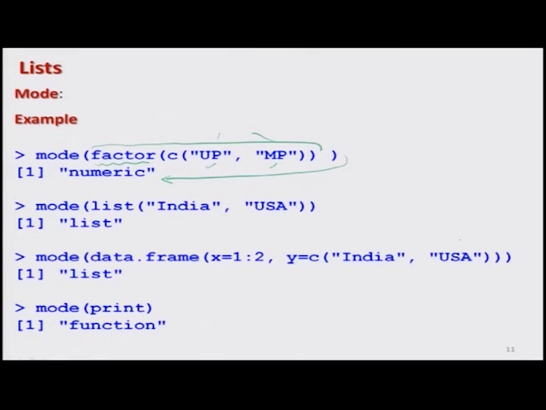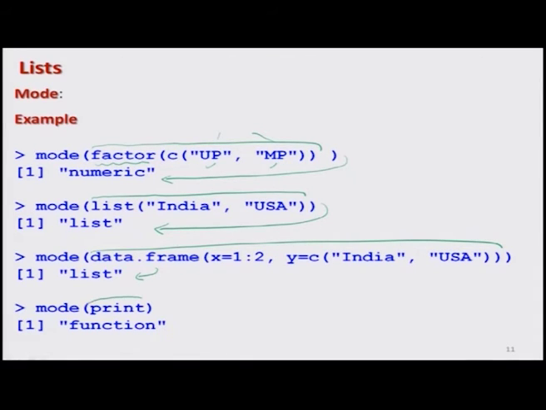And similarly, when I create a list with two characters, again you will see that this comes out to be a list. And similarly, if I take a data frame and find out its mode, this comes out to be a list. And similarly, if I take a function, say print, then this outcome comes out to be a function.